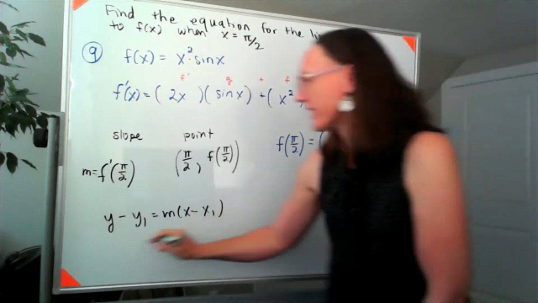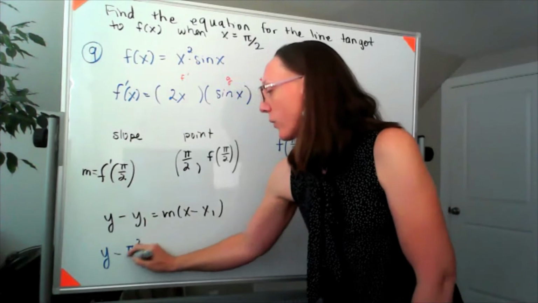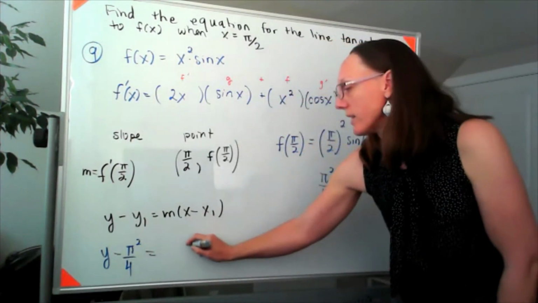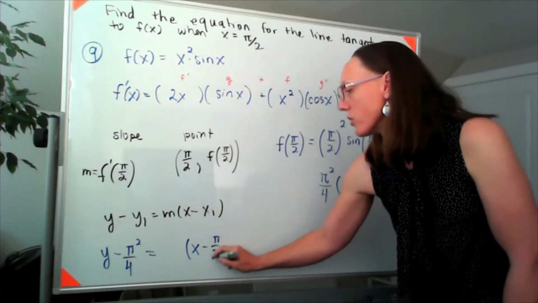So our y value when x is pi over 2 is pi squared over 4. And go ahead and put that into our equation now and have y minus pi squared over 4 is equal to, and we'll need to get a slope in a second, but I can do the x minus pi over 2 part.